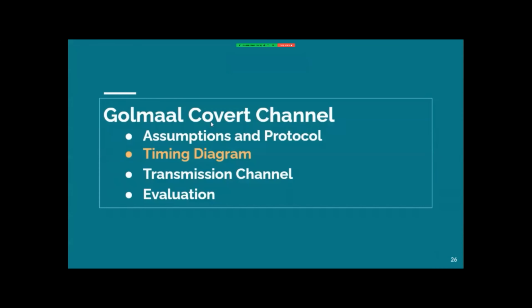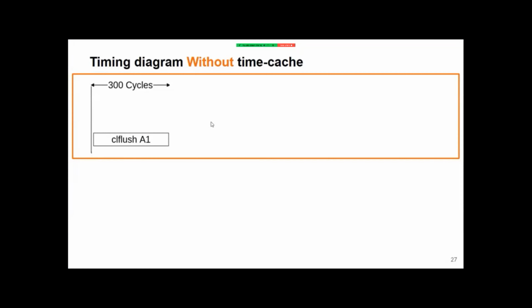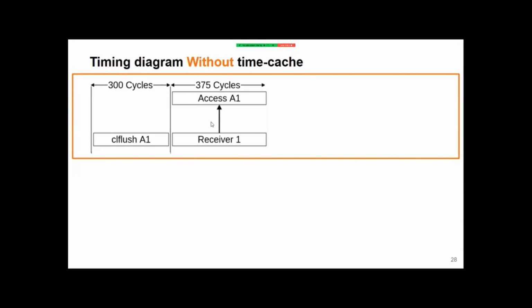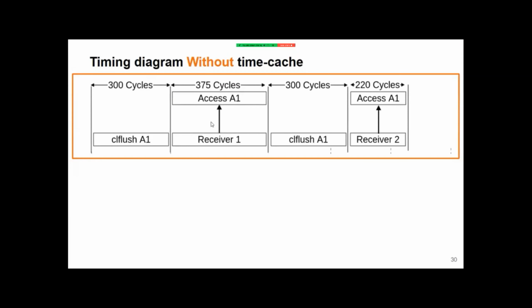Timing diagram. Let's see the advantage Golmaal has. In the traditional covert channel, first we must flush address A1 and then receiver 1 can access address A1. Similarly, if receiver 2 has to access A1, it requires the address to be flushed. Otherwise, it would get a cache hit and not reach DRAM. So, alternate flushing and loading are required.